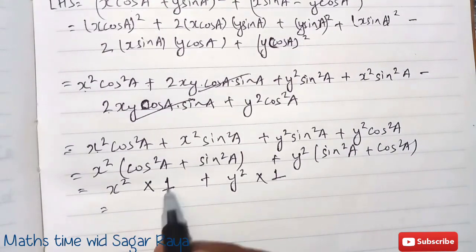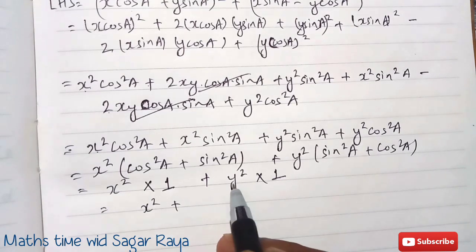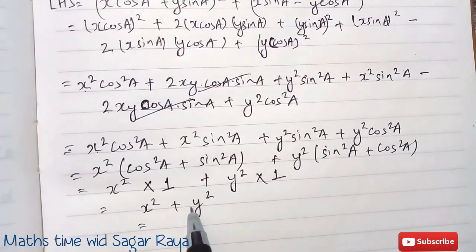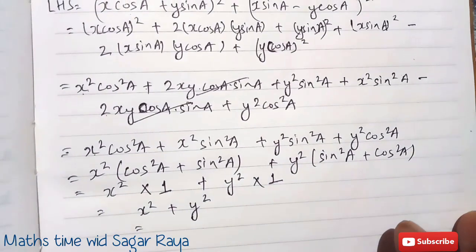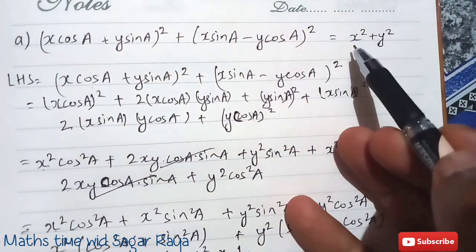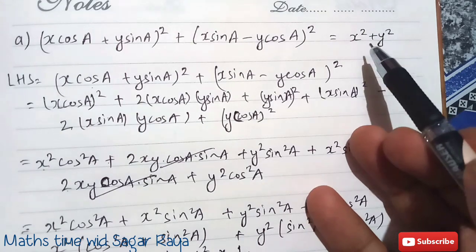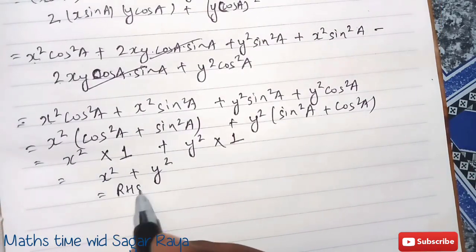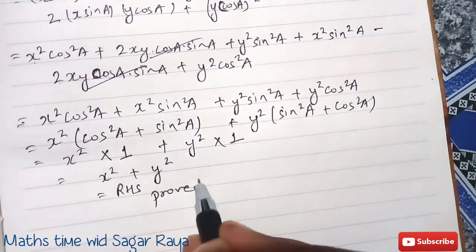Now x square into 1 is equal to x square, and y square into 1 is y square. So x square plus y square is our answer. So x square plus y square equals RHS. So we just proved this question. So x square plus y square, which is equal to RHS, proved.